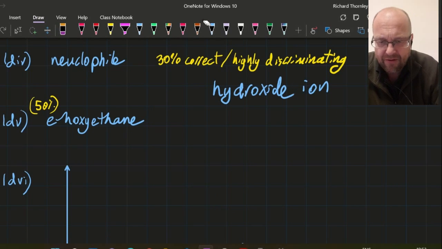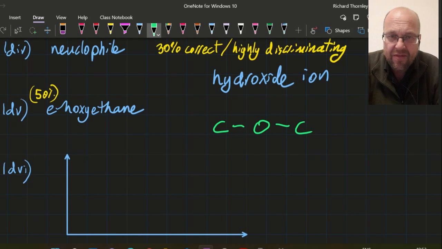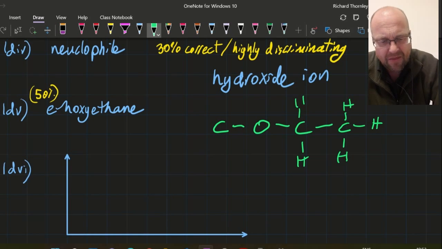Okay, let's draw ethoxyethane. So that's an ether. Ethers have a carbon, oxygen, carbon. And the eth also means, curiously, that it has an ethane stuck at each end. So methoxymethane would have a methane stuck at each end, but ethoxyethane has an ethane stuck at each end.